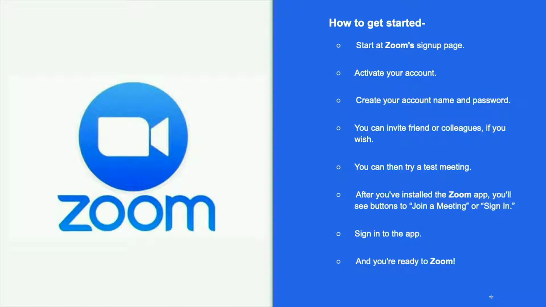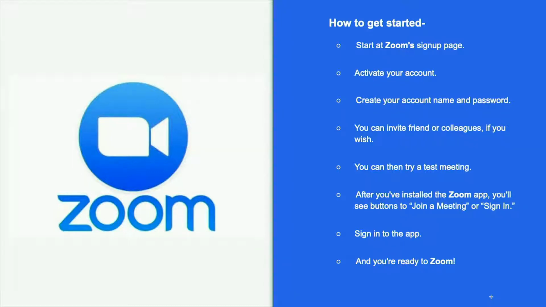So first you want to start at your Zoom sign up page and get yourself an account activated. You're going to create your username and password. Make sure you get something that you're actually going to remember, or write it down. You can create a meeting, or you can grab that meeting code from a friend or a colleague and get that Zoom meeting going. So we're just going to walk through it real quick.